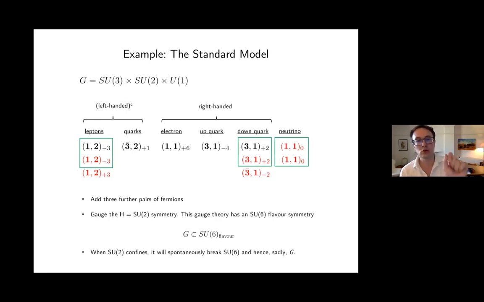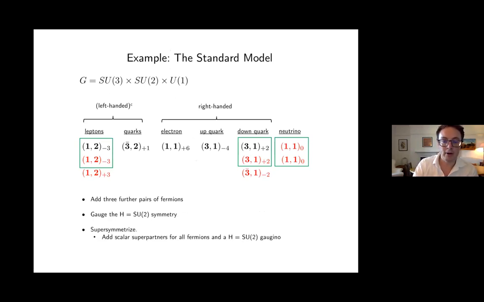What happens is the SU2 confines, but the SU6 global symmetry is spontaneously broken down to SP3. That means that when SU2 confines, the global symmetry is broken, but that means that you also spontaneously break the standard model. So this does not do the job that we want. However, it's not hard to fix up, and this is where the third element comes in.